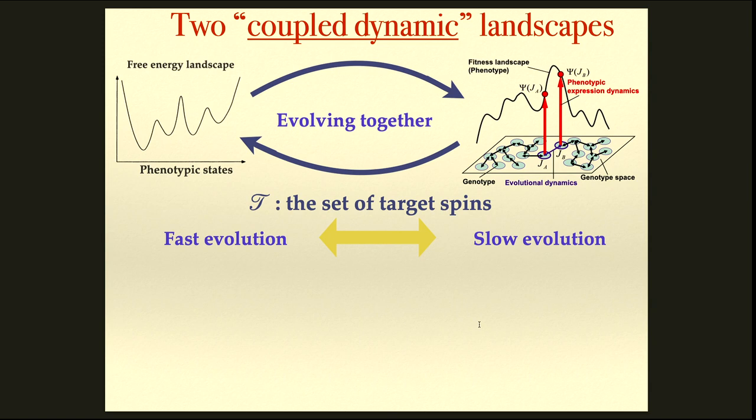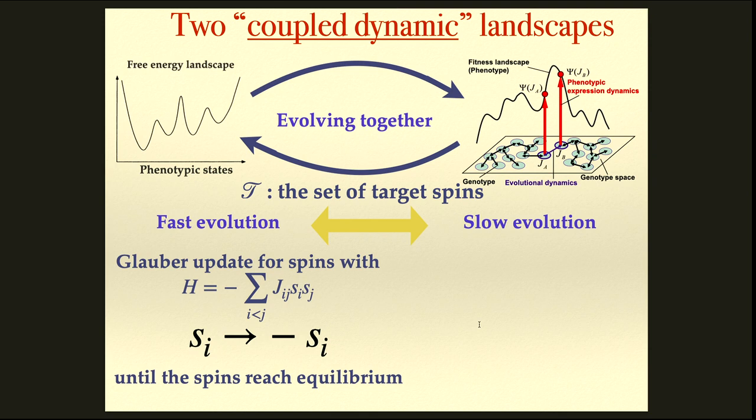We call the fast evolution. And here the dynamic of the genes, we call the slow evolution. And for the spin, there are two sets of spin, target and non-target. And now the dynamic of the spin are quite standard.